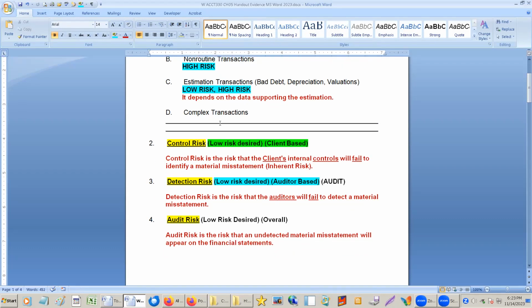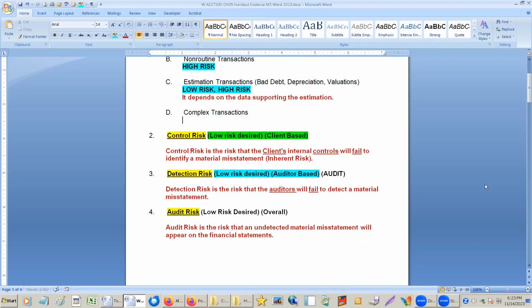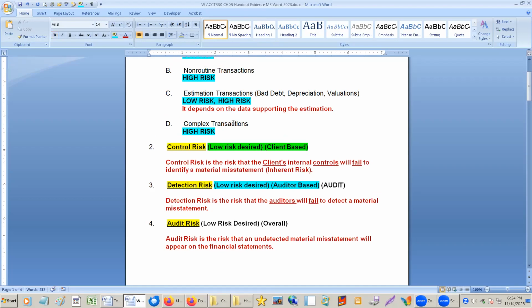So it depends on the data supporting the estimation. Okay, complex transactions, low risk or high risk? High risk, because there's more likely to be an error. When something becomes complex, it becomes more difficult. So it's a high risk.